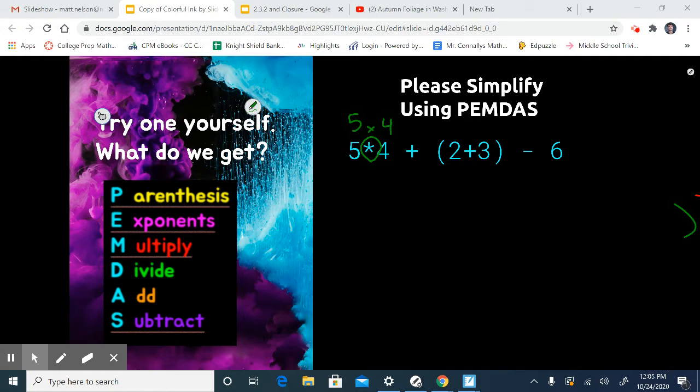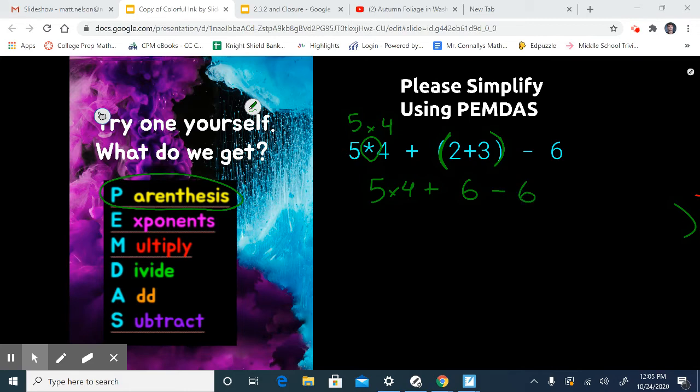All right, so if you've had some time to do it, you're going to first look for parentheses, right? Where do I see parentheses? Oh, I see them right here. So I'm going to do what's inside the parentheses and get 6. And then I'm going to rewrite everything exactly how I see it. 5 times 4 plus 6 minus 6.